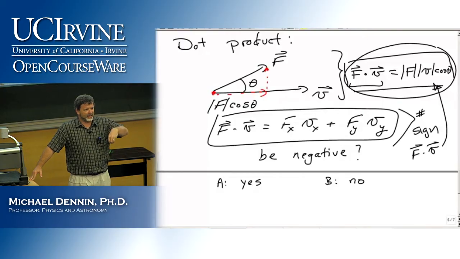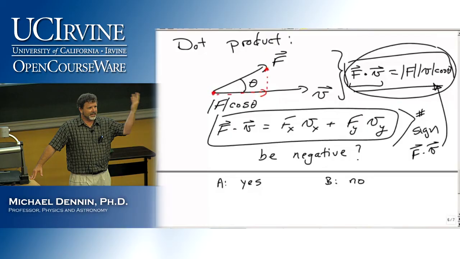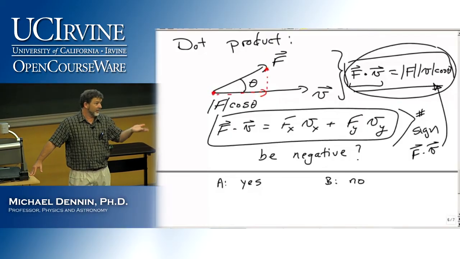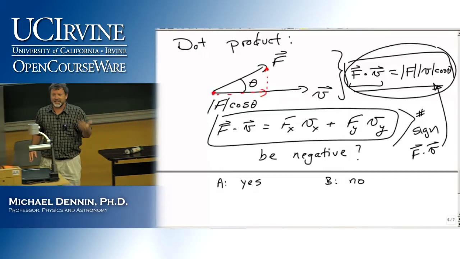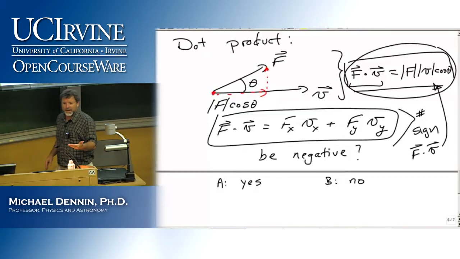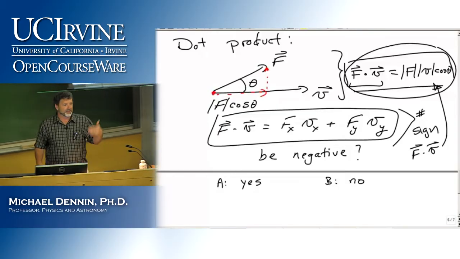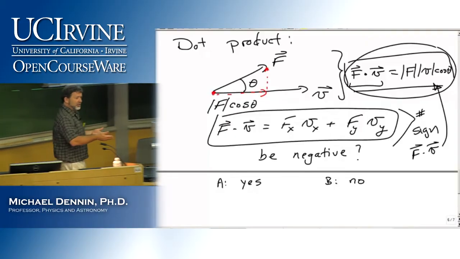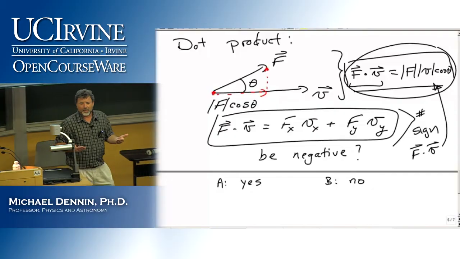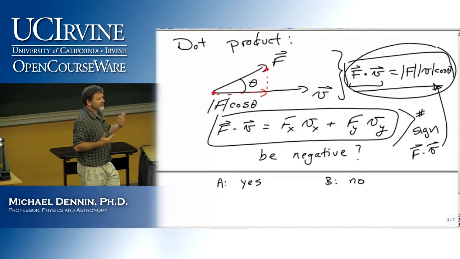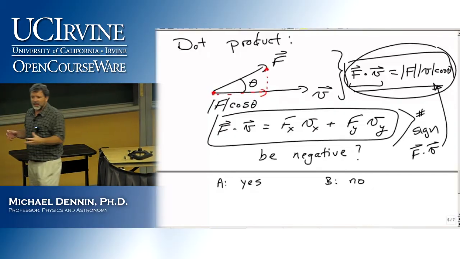If work is negative, the change in energy is negative because it equals that. And if the change in energy is negative, what happened to the energy? It went down, because the final minus the initial, the final was less than the initial. That's how I get a negative number. So negative work decreases your energy. That's all that's going on physically.